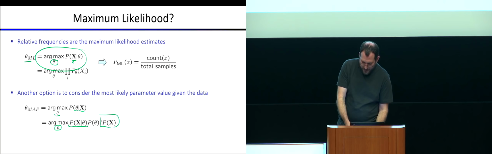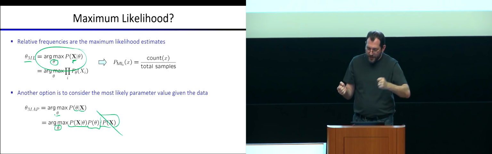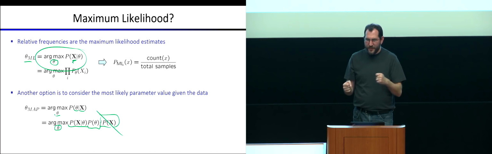This denominator here doesn't matter. It's just some constant that doesn't change as I change theta. But there's this extra term, P of theta. And so what this says is, if I want to know what parameter, what probability is most likely, I need to weigh the likelihood of the data against how likely I think that parameter is in the first place. And if I think zeros aren't very likely, then there's going to have to be some balance that is struck.